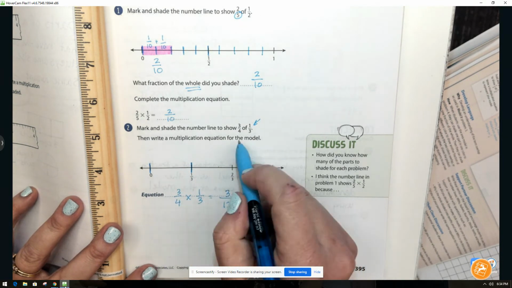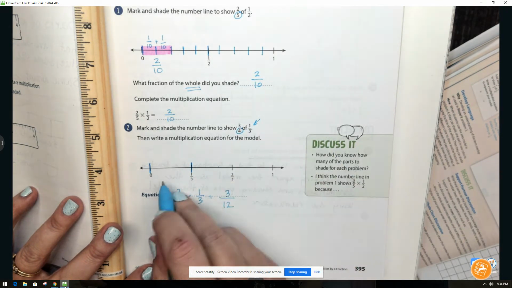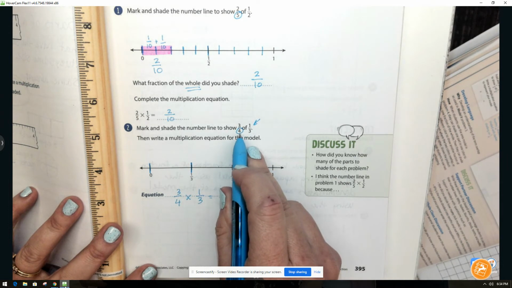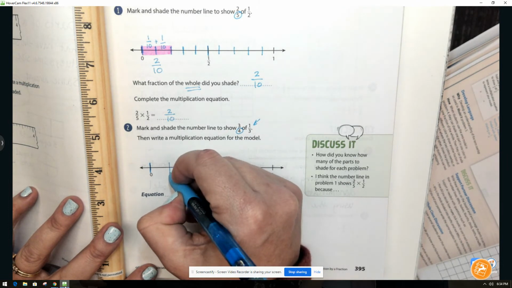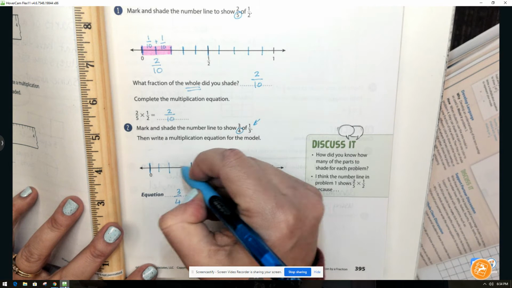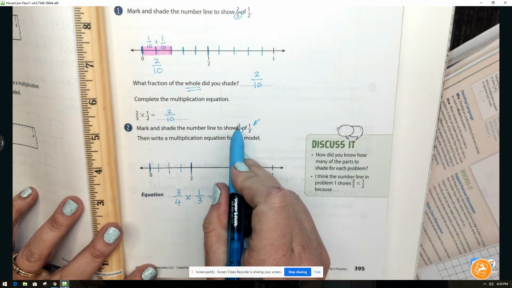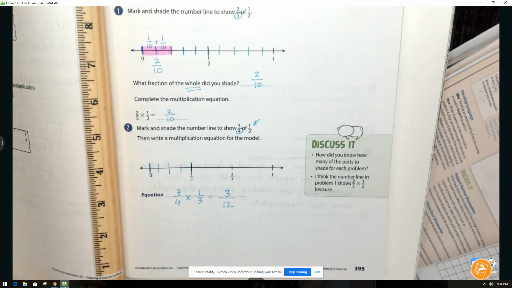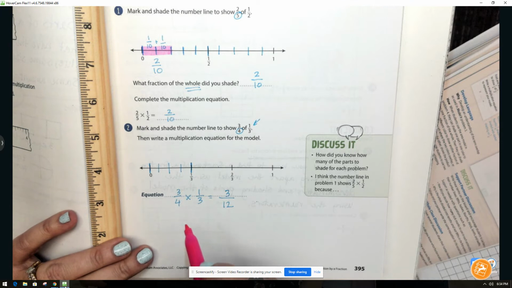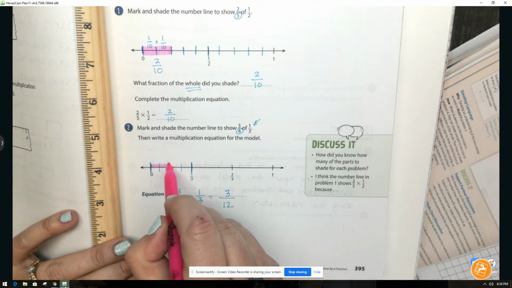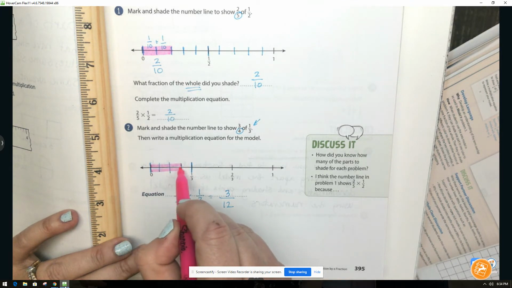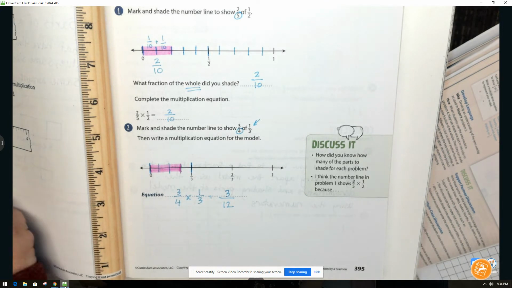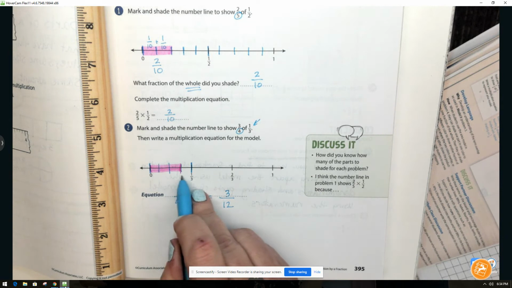So I'm going to go ahead and break the 1/3 up into 4 equal parts. I like to break it in half. That's 2 equal parts, 4 equal parts. Now, how many of those equal parts am I going to shade? I'm going to shade 3 of those equal parts. There we go. So now I have 3 equal parts.